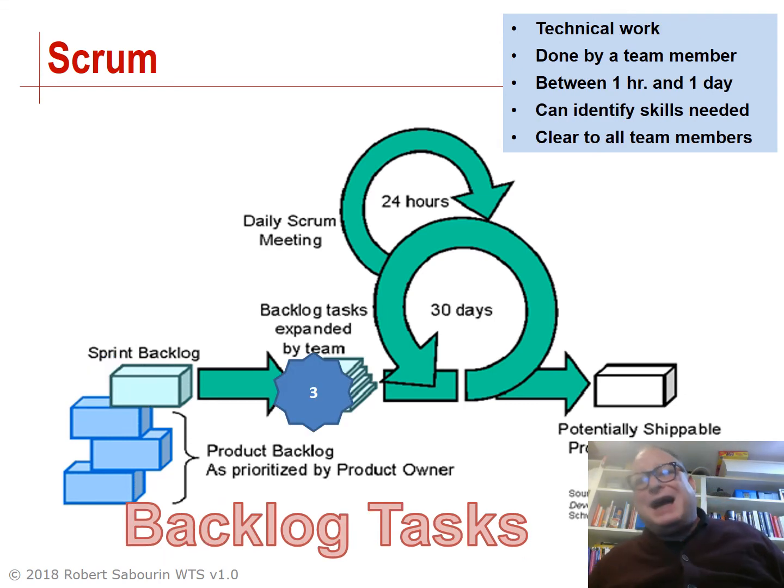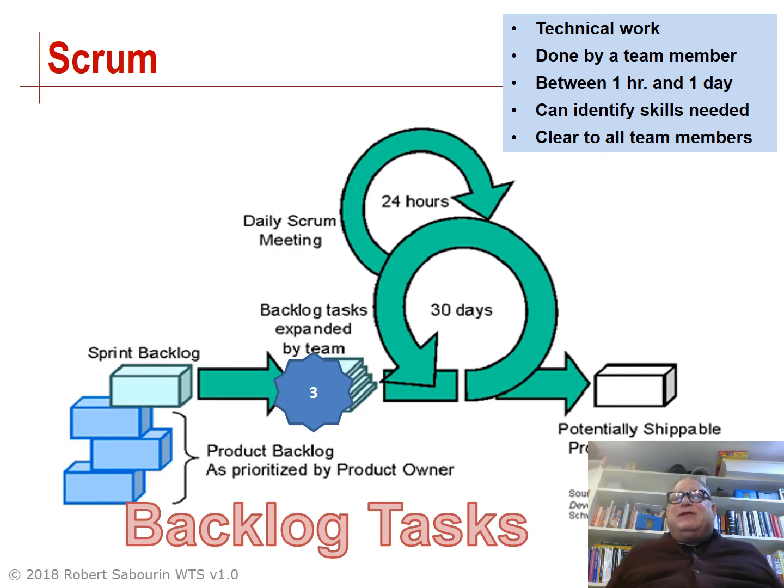The backlog tasks are put together by the team and describe the actual technical work the team is going to do. They usually put together the backlog tasks in a planning meeting at the very, very beginning of a sprint. The backlog tasks include work that will be done by team members. The granularity of these tasks is generally between 1 hour and 1 day of effort.